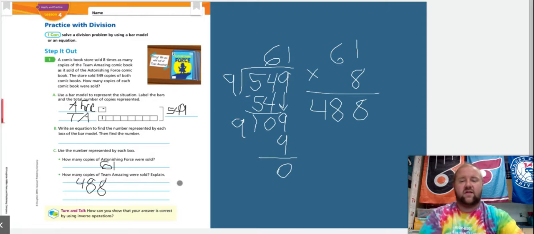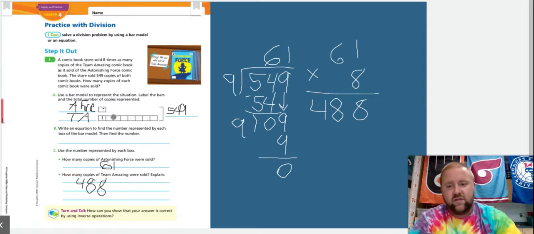Now they ask to explain that. Well, we kind of just did when we solved the problem. Each one of these is 61, and there were 8 of them, as we saw. So there should be 8 times 61 there.